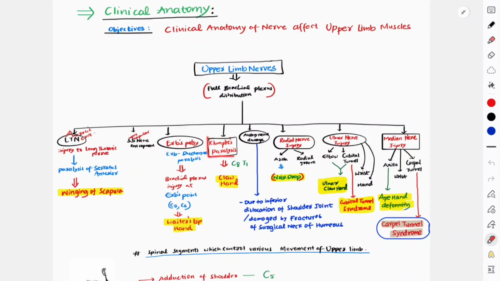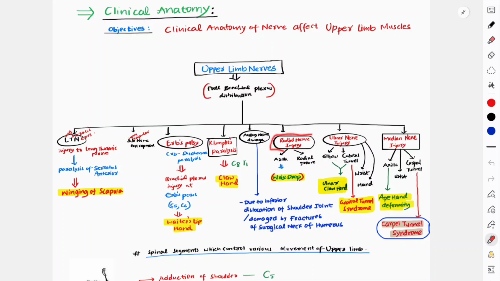And Klumpke's paralysis. It is the injury of the brachial plexus at C8 and T1 segment, causing claw hand. Remember, these can be asked as MCQs. So what nerve segment injured can lead to claw hand? That is C8 and T1 segment, Klumpke's paralysis. And axillary nerve damage. Axillary nerve damage can be caused by inferior dislocation of the shoulder joint or damage by fracture of the surgical neck of the humerus. And next is radial nerve injury.